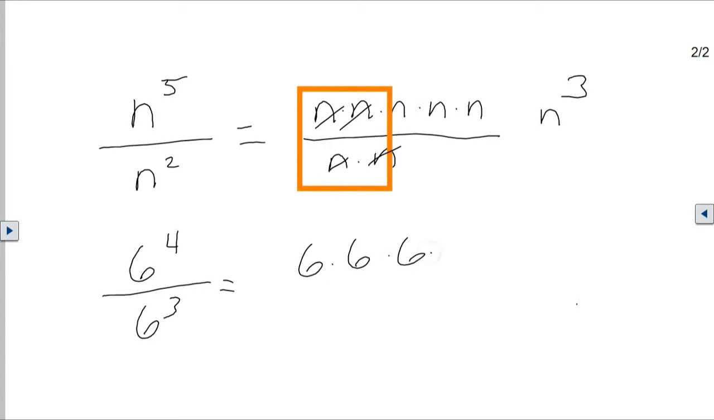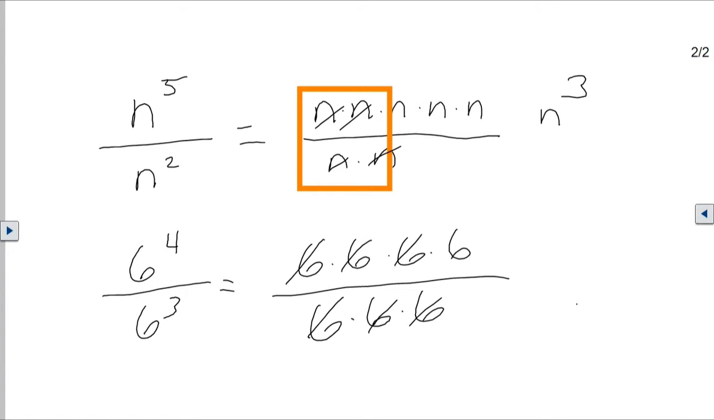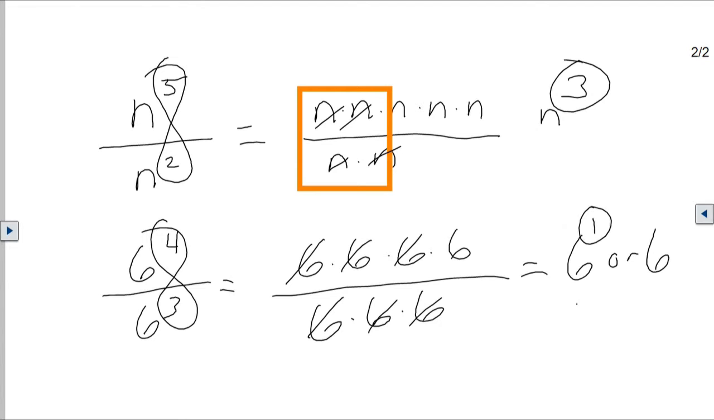Well, that's 6 times 6 times 6 times 6 over 6 times 6 times 6, right? And again, we can cancel out 3 6's from both the top and the bottom and just be left with 6 to the first power, or more simply, just 6. Okay, so as we examine our pattern here, what do I do with 5 and 2 to get 3? What do I do with 4 and 3 to get 1? I simply subtract. Okay, so a to the x power divided by a to the y power is simply a to the x minus y power. We want to subtract our exponents when we are dividing.